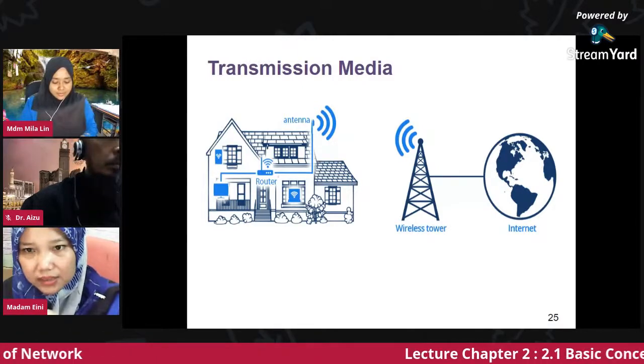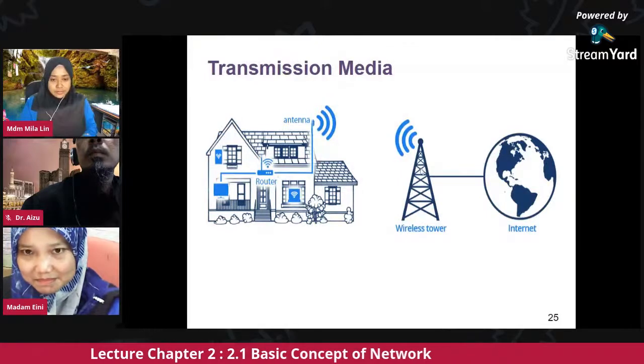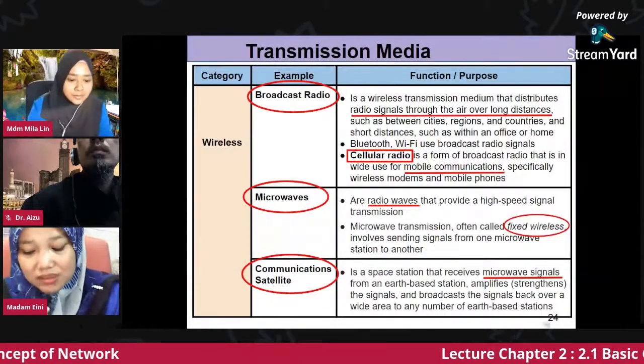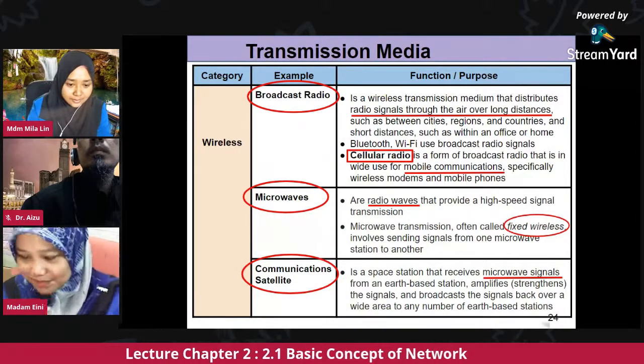And the last example is communication satellite. Have you seen how the satellite looks? I hope you can Google it by yourself.